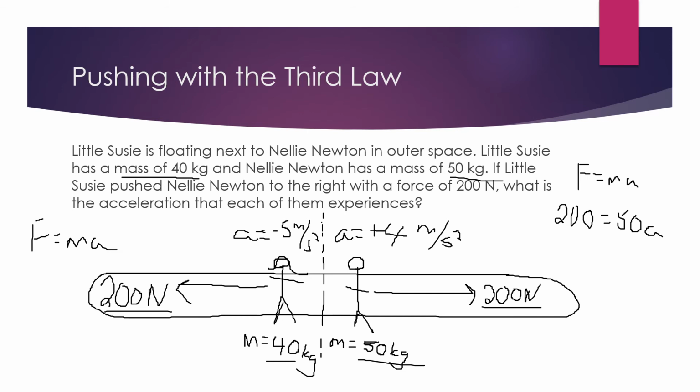Oh, and you know what else I noticed? The person with more mass has less acceleration. More mass, less acceleration. The person with less mass has more acceleration. That's inversely proportional. We did that before break.